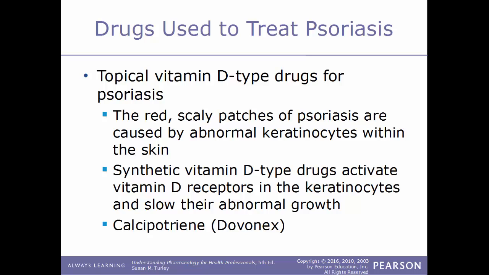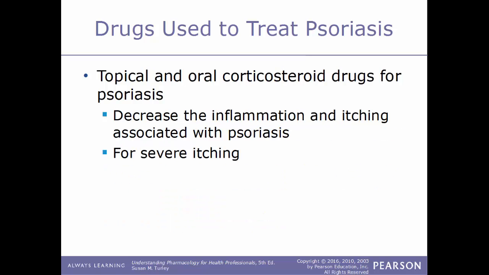The red scaly patches of psoriasis are caused by abnormal keratinocytes within the skin. Synthetic vitamin D drugs activate vitamin D receptors in these cells to slow their abnormal growth. An example of this kind of drug would be calcipotriene, also known by its brand name of Dovonex. Another type of drug that's used to treat psoriasis are topical and oral corticosteroid drugs. And these act by decreasing the inflammation and itching that is associated with psoriasis. This is often taken for very severe itching.